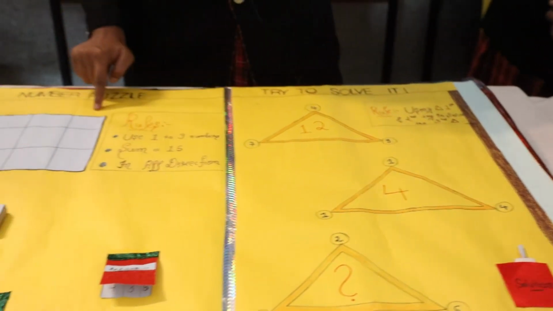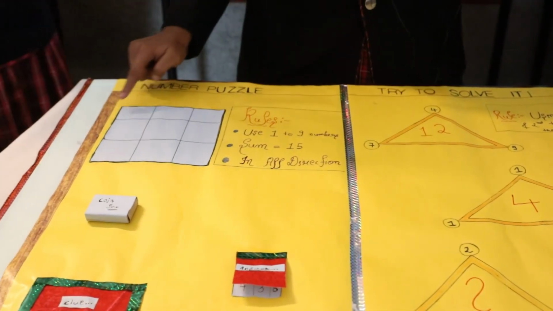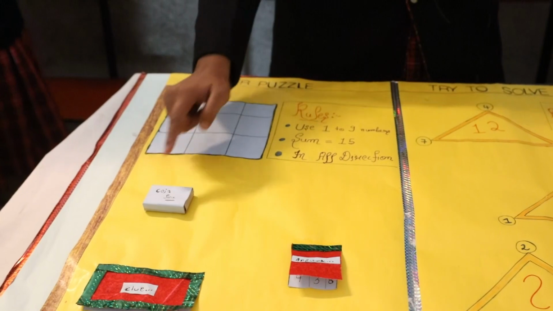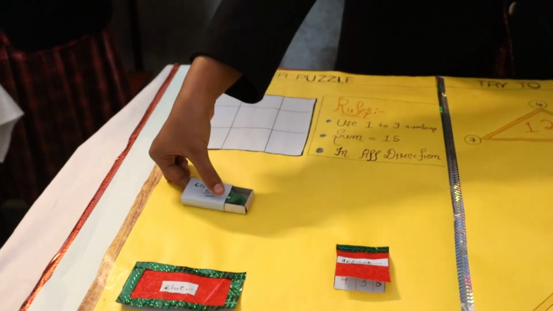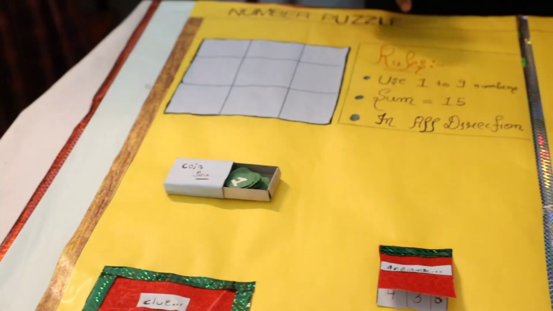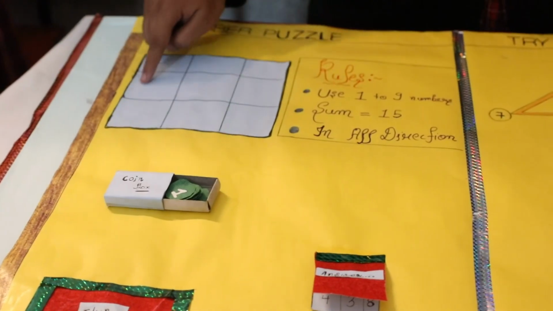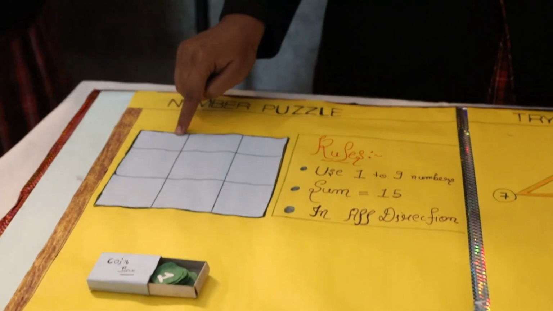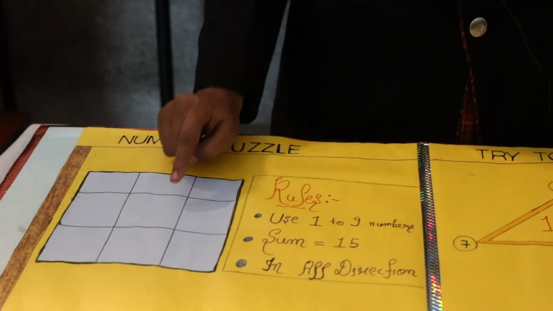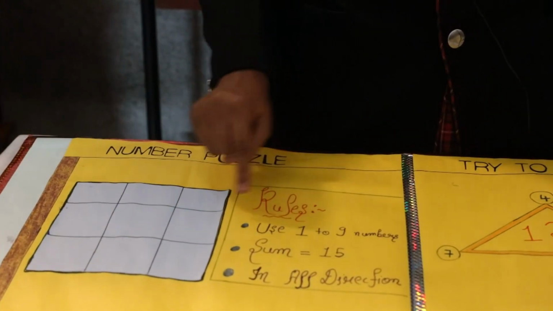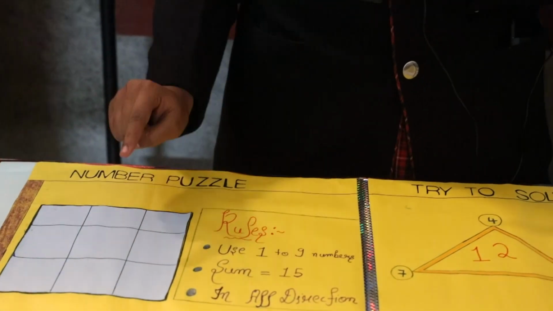And in this second game, there is a square which contains 9 parts. We have with us a coin box which contains numbers from 1 to 9. We have to use these numbers 1 to 9, and you have to adjust these numbers in this square in such a way that the sum of these numbers horizontally, vertically and diagonally should be 15.